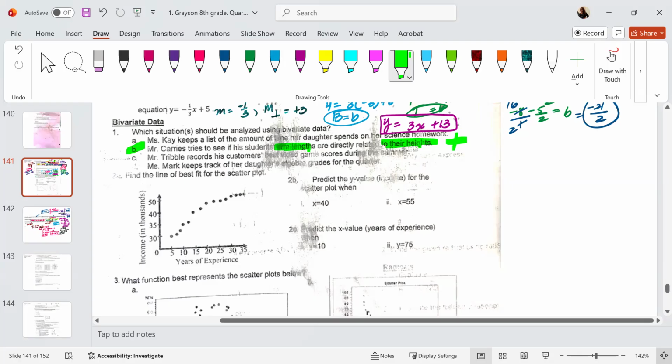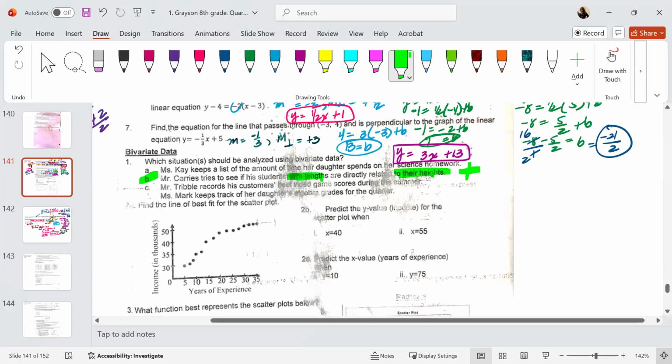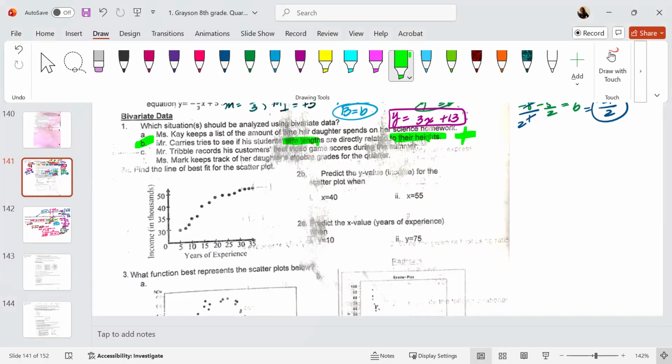Okay, find the line of best fit in the scatter plot. So you're going to draw the line of best fit, right? You're just going to start right there. That's probably the line of best fit. It's just a straight line. The line of best fit is a line where most of the dots are closest to the line. Yeah.